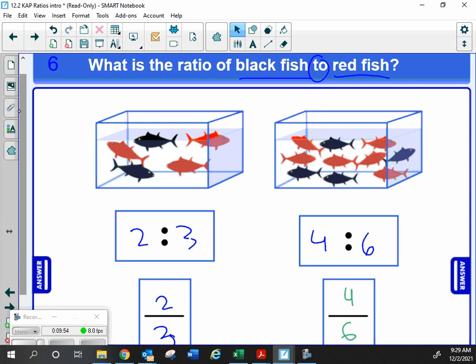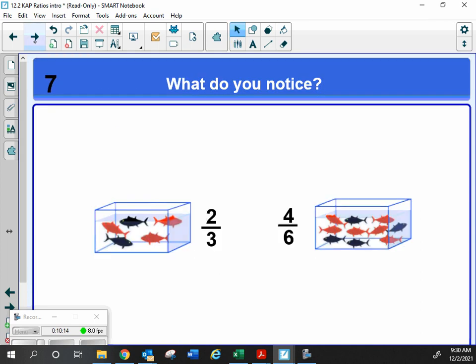Okay, do y'all agree? Yeah. 2 to 3, 4 to 6. What could we technically do with 4 to 6? That ratio of 4 to 6? Simplify. We could simplify it, and we could simplify it down to 2 to 3. 2 to 3. Are those equivalent ratios? Yeah. They all simplify down to the same thing. Very good. Keep it going.